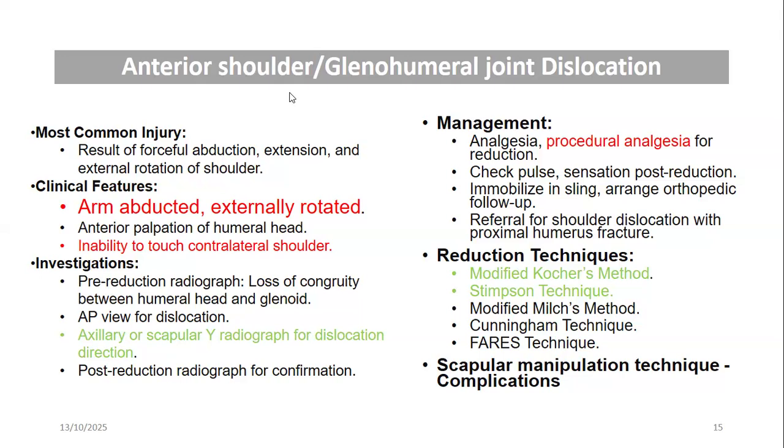Okay, now in shoulder injuries, there are 3 common types: anterior, posterior, and inferior dislocation. Anterior dislocation is the most common, and can be due to overabduction, extension, and rotation of the shoulder. Clinical features are very important for anterior shoulder dislocation. The arm should be abducted and externally rotated.